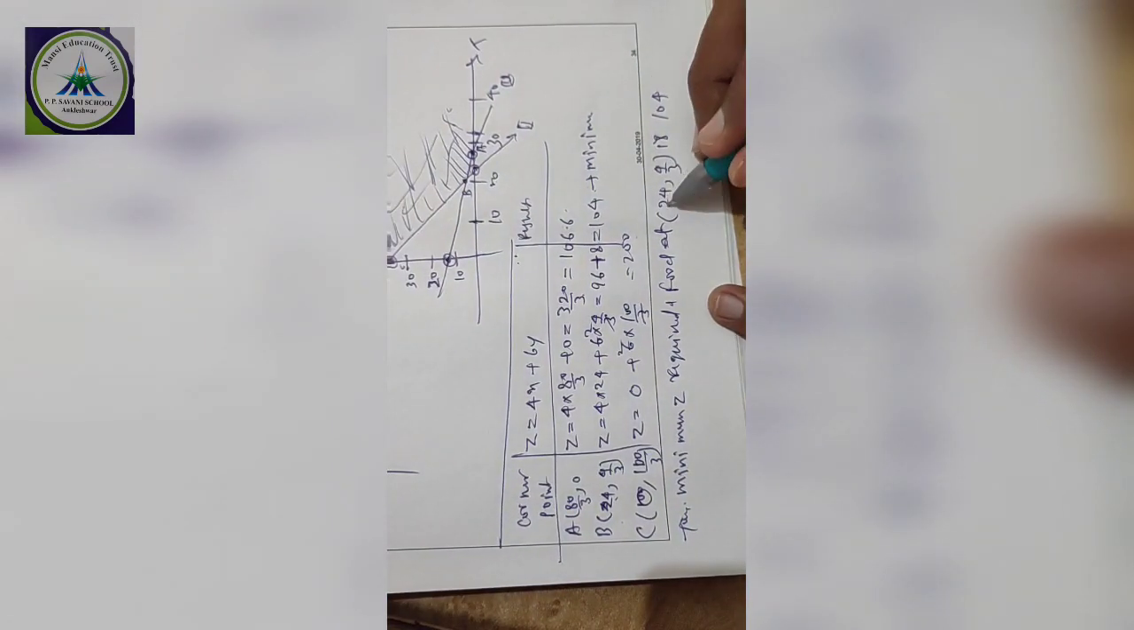So the minimum required Z, the required nutrition food, is at the point 24, 4 by 3, and the minimum value is 104. That's your answer. Complete your exercise, and read the questions 2-3 times.